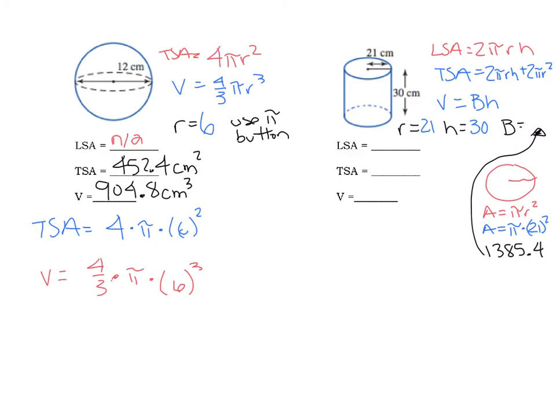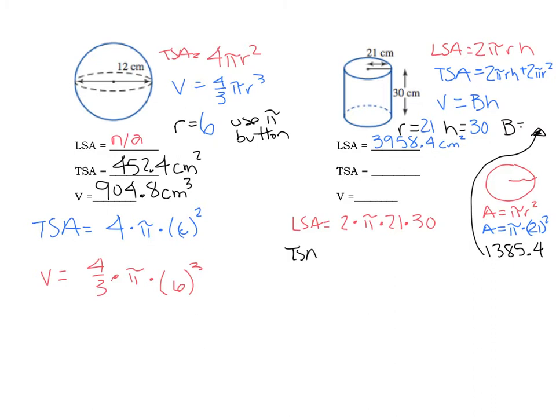So let's solve our surface areas and volume. LSA, lateral surface area, is simply 2 times the pi button times the radius, which is 21, times the height, which is 30. All right, so 2 times the pi button times 21 times 30 gives me a grand total of 3,958.4 centimeters squared.